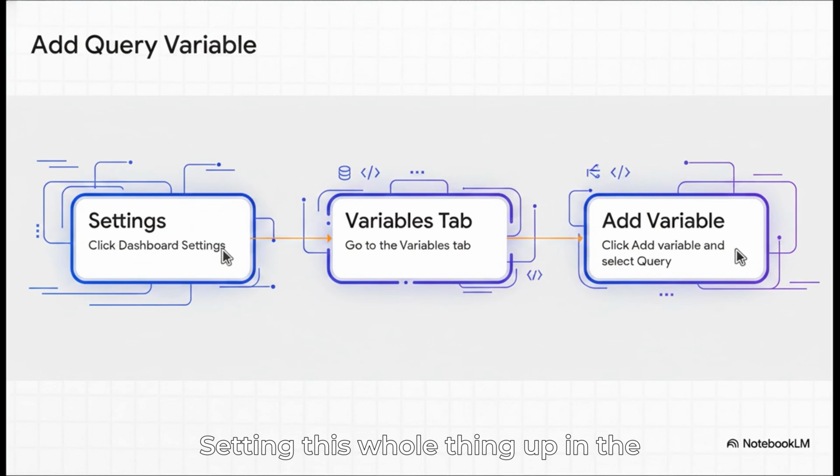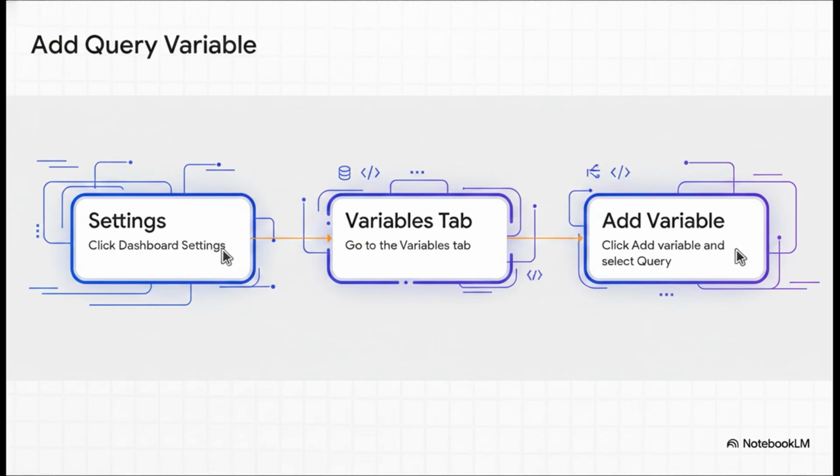Setting this whole thing up in the Grafana UI is honestly surprisingly fast. You just pop open your dashboard settings, cruise over to the Variables tab, and hit Add Variable. Then, by choosing Query as your variable type, you're basically telling Grafana, hey, go fetch your options straight from my active data source. It's incredibly straightforward, and it sets the perfect foundation for a super interactive experience.